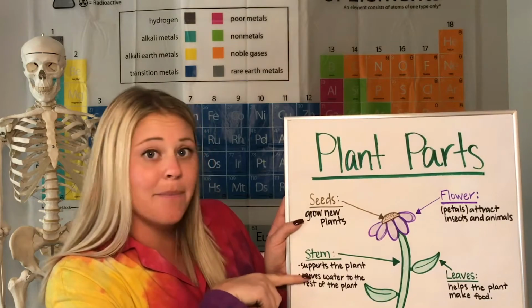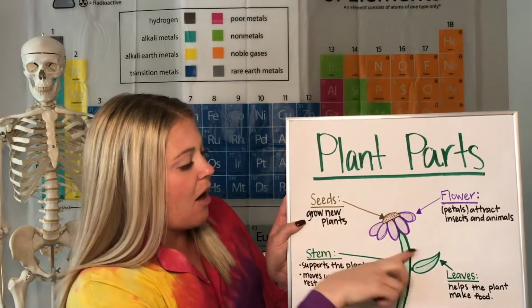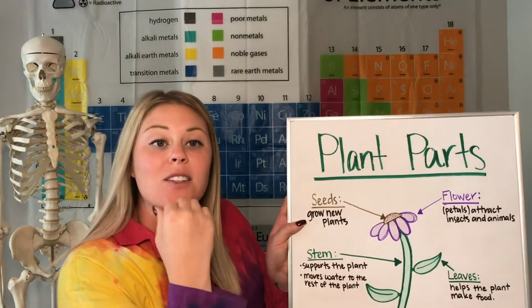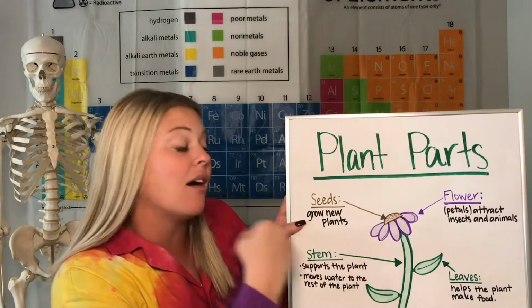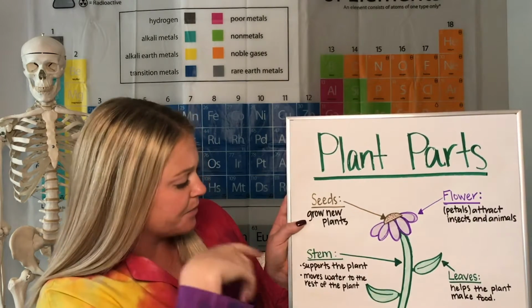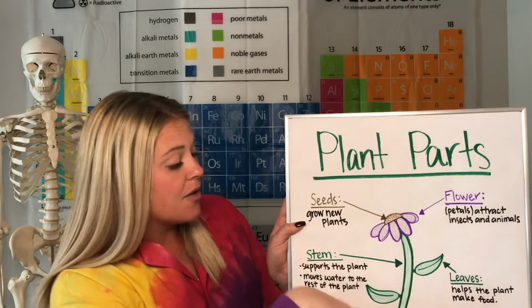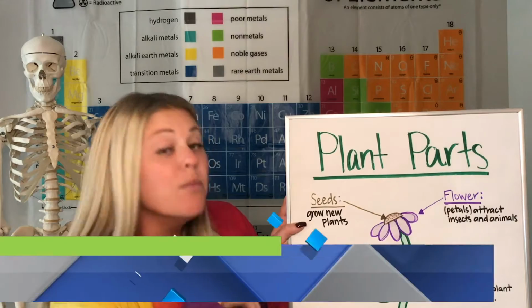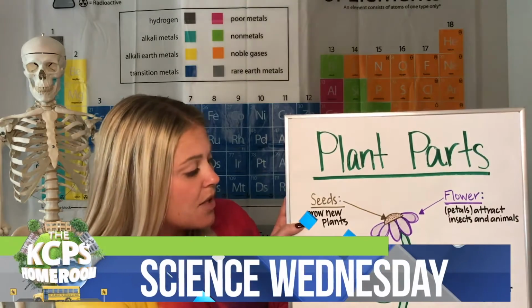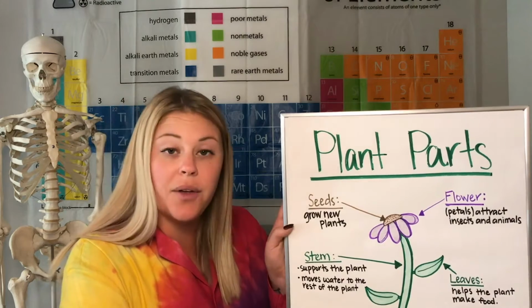Now, we have a stem. All plants have a stem. On this plant, you'll see the leaves are coming off the stem. If you remember last week, the Gerber daisy's leaves came from the base of the plant, so they didn't necessarily come from the stem where the flower is. The stem is going to support the plant, so it allows the plant to stand up tall. It also is going to move water from the roots of the plant all the way up to the different parts, to the leaves, to the petals, etc.